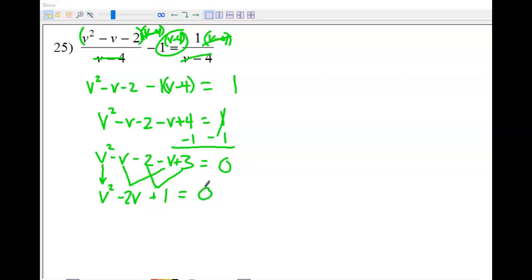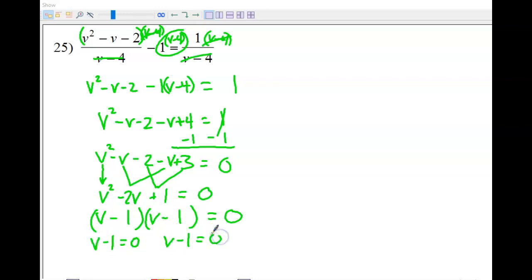At that point, how you're going to solve these is using factoring. So if you factor this using the box method, I'm not going to show my work for that. I'm just going to go ahead and jump to the answer here. This is what you'd get. And you'd set each piece equal to 0, and you'd solve. Since they're the same, they're both going to give you the same answer. So we end up with just one answer here. It's v equals 1. And neither one of those answers make the denominator 0. So those are not excluded values, and therefore those are good solutions.